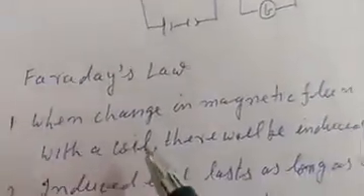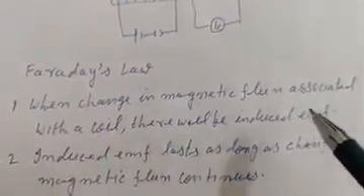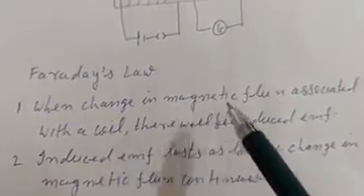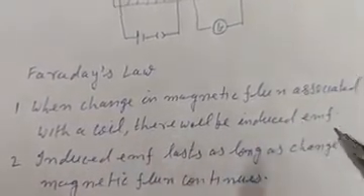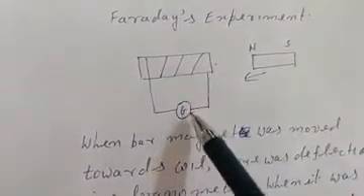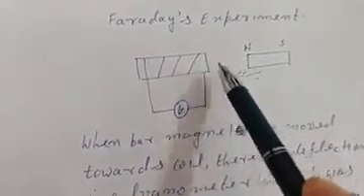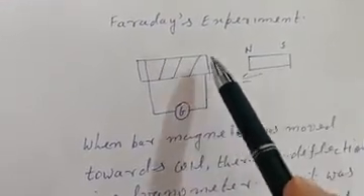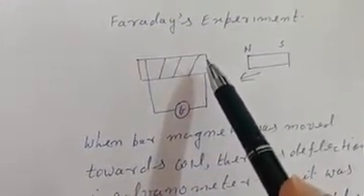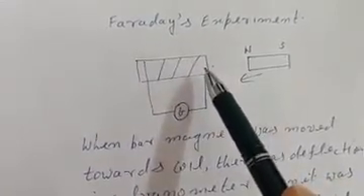His law is, when a change in magnetic flux is associated with the coil, there will be an induced EMF. If a change in magnetic flux is associated with the coil, then there will be an induced EMF. In this case, the bar magnet was moving towards or away. In both cases, there was deflection. When it was moving toward this coil, the magnetic field was increasing because the distance between this north pole and this coil was decreasing. Distance was decreasing, so the magnetic field was increasing.